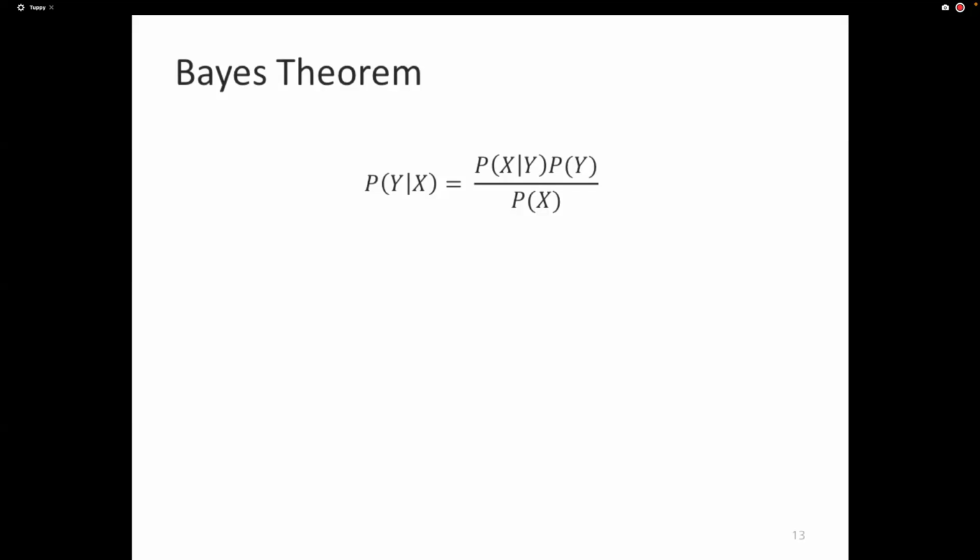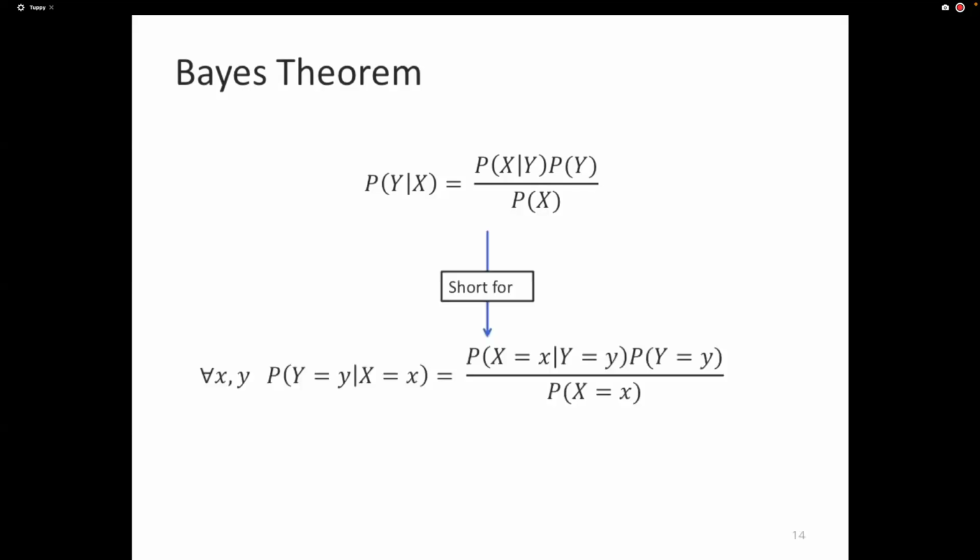You have random variables x and y. Bayes theorem simply says p of y given x is nothing but p of x given y times p of y divided by p of x. This is just shorthand for the probability that y takes the value little y, given that x takes the value little x.